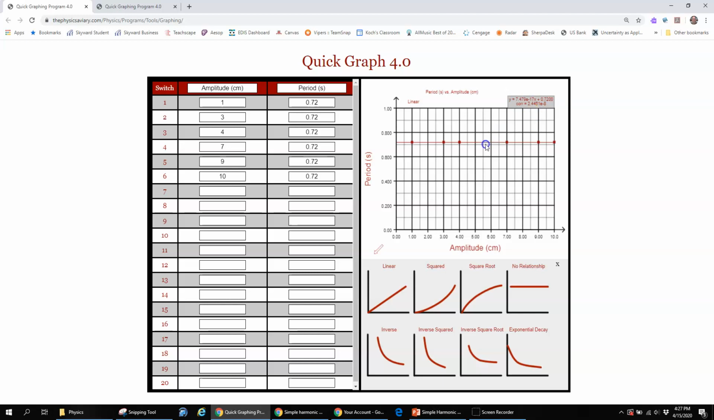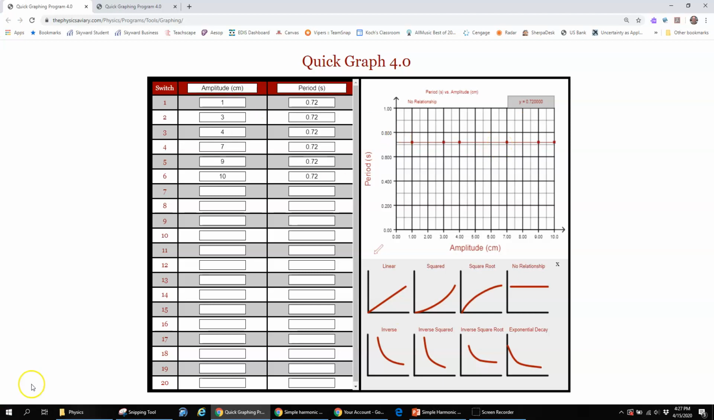But linear sort of implies that this variable has an effect on this variable. In this case, it doesn't. And so what we preferred to see in this situation was that there was no relationship between the variables. In other words, whatever the period is, it was affected by other things, and amplitude was not one of them.